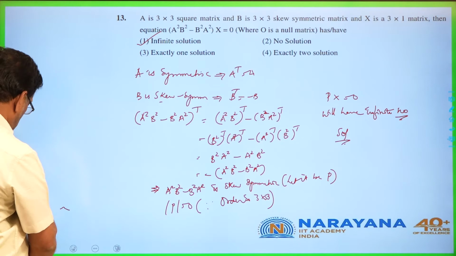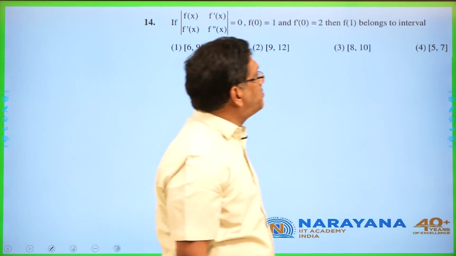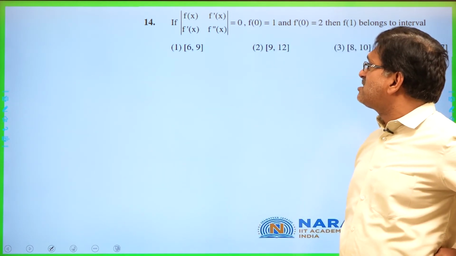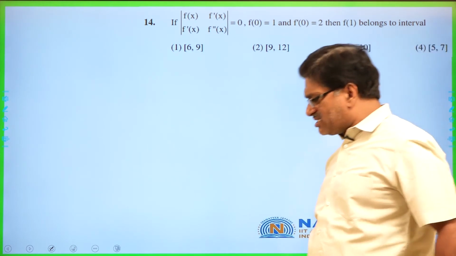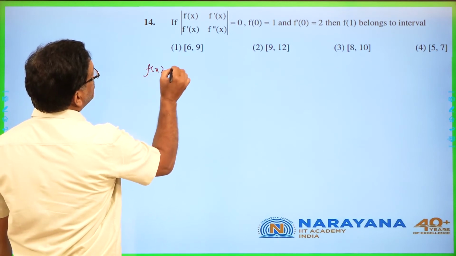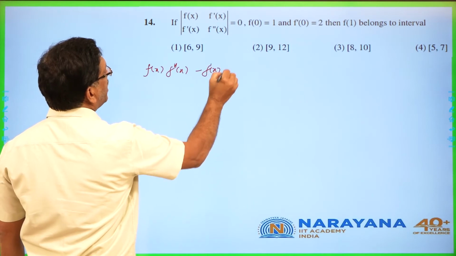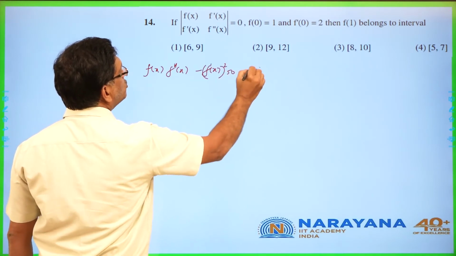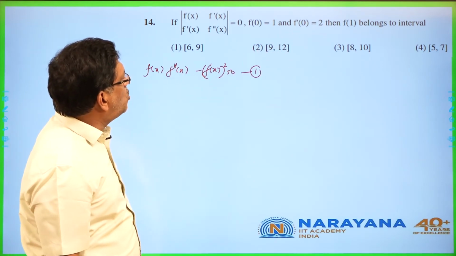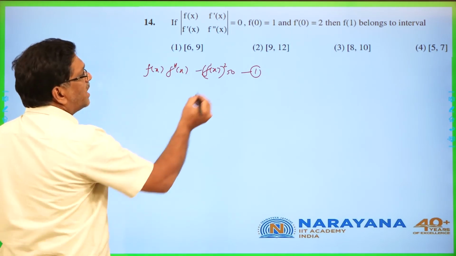That is question number 14. This is also one good problem given. Determinant of f of x, f dash x, f dash x, f double dash x equals to 0. When you expand the determinant, it is f of x, f double dash x minus f dash x whole square equal to 0. We have got one equation. But since he has given f dash 0, f of 0 data, somewhere we have to get that one.